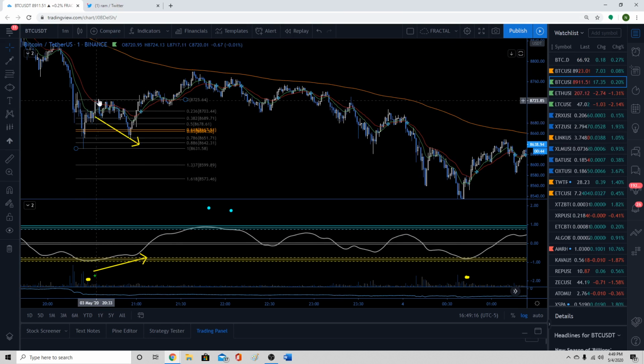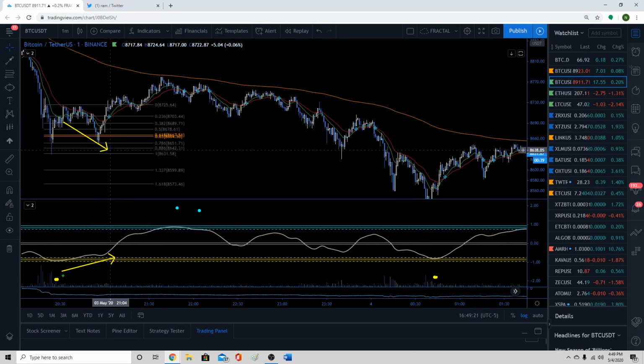I'm patient. I draw my fibs. I buy the 0.786. Okay, I can put a stop loss at the 0.886, or I can put it just right below that. All right. Remember, I'm going to target the 0.382 first, always. Okay, so I'm buying from here. That's a 0.43% scalp. So on a 10x, that's 4.3%.